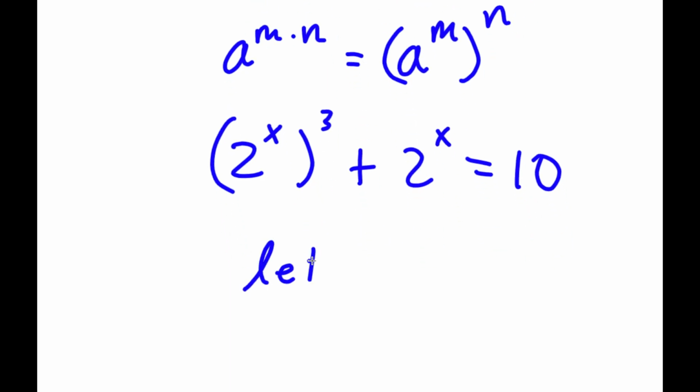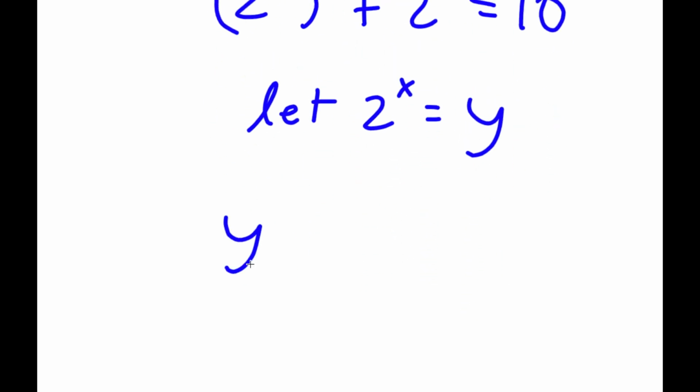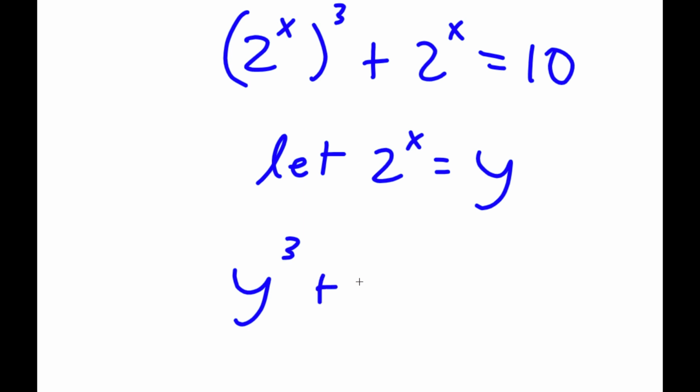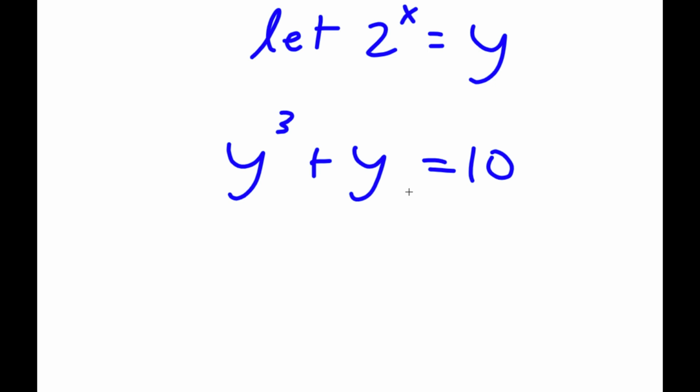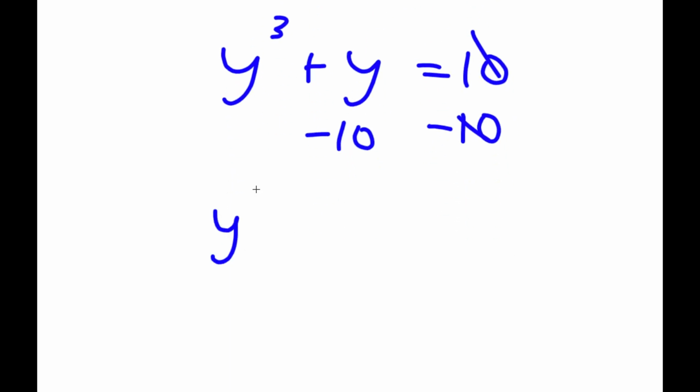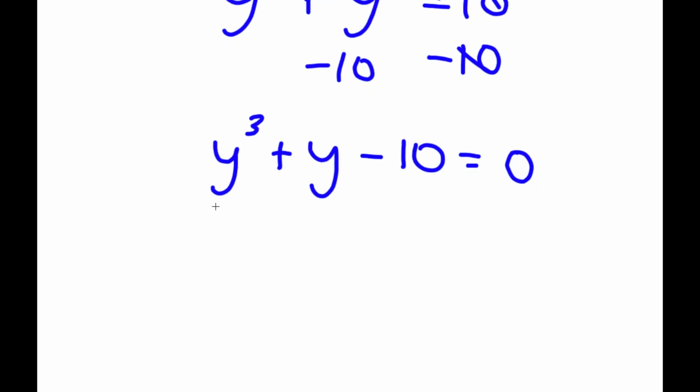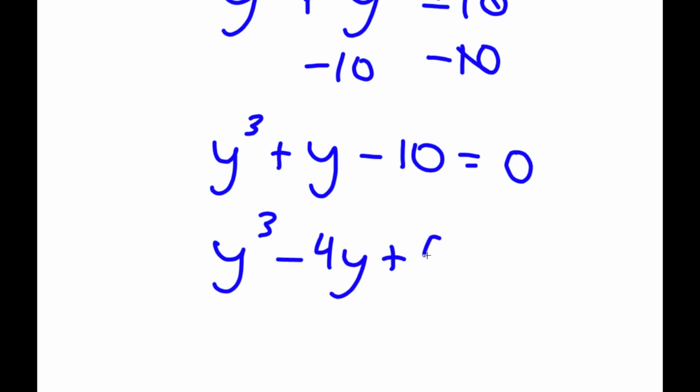And now I'm going to let 2 to the power of x equal to the variable y. So now I have y to the power of 3 plus y is equal to 10. Now if I subtract 10 on both sides, I get y to the power of 3 plus y minus 10 is equal to 0. Now y I can rewrite as negative 4y plus 5y. I have this minus 10 is equal to 0.